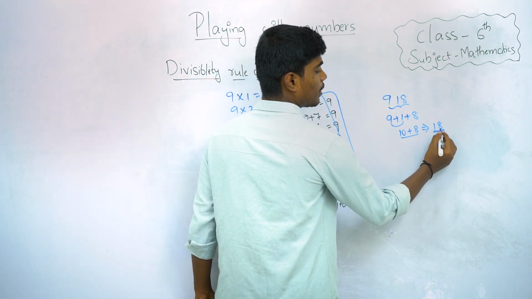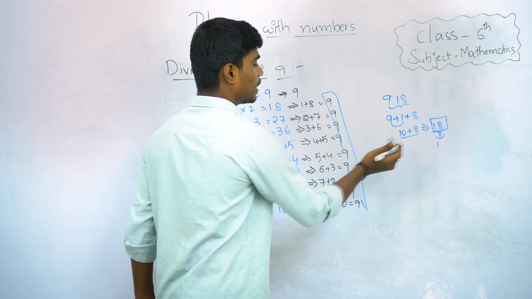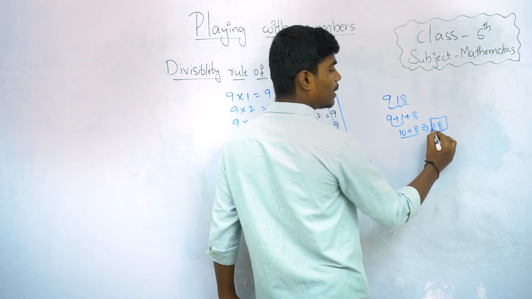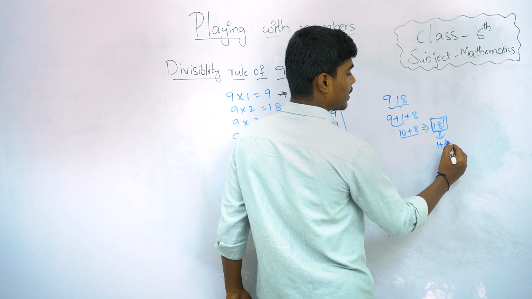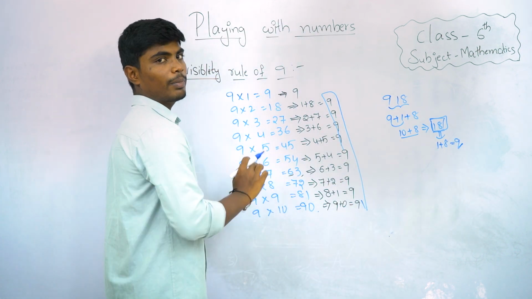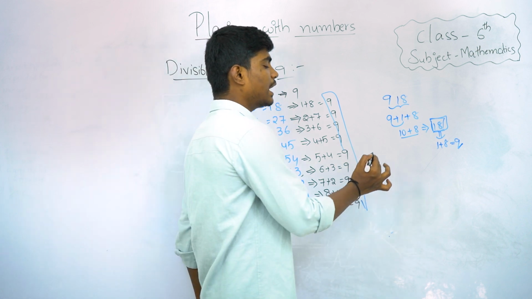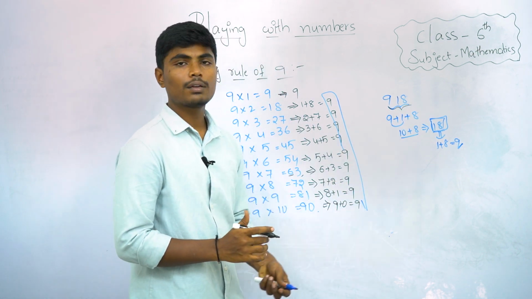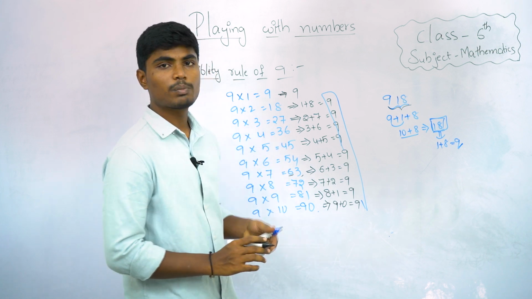Further, here 18 is divisible by 9. See, 9 twos are 18. Or you can add the digits again: 1 plus 8. At the end we got 9. So, 9 is divisible by 9. So, here if the sum of the digits is divisible by 9, then the number is divisible by 9.